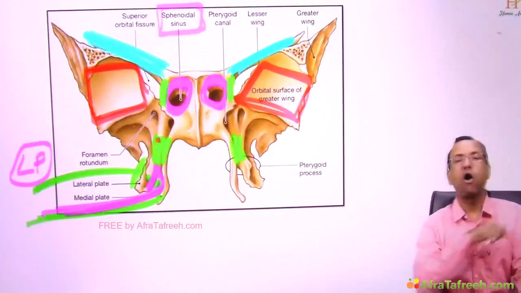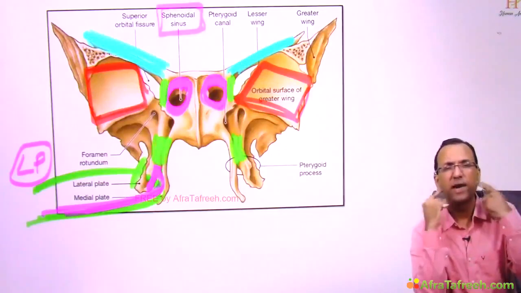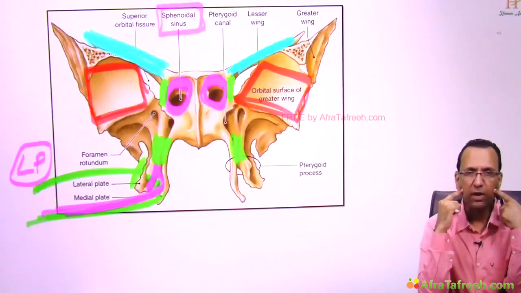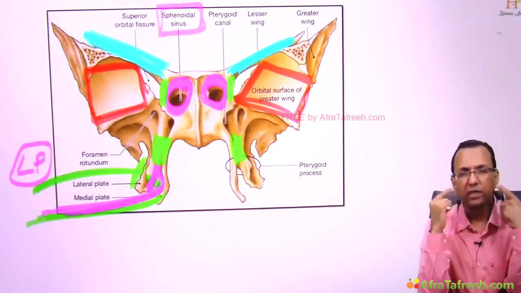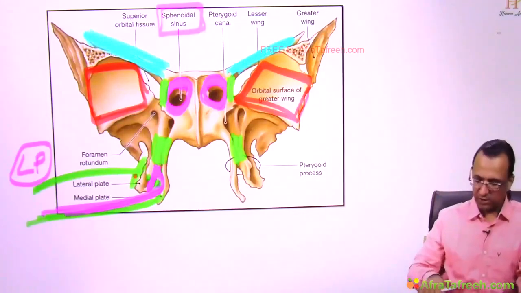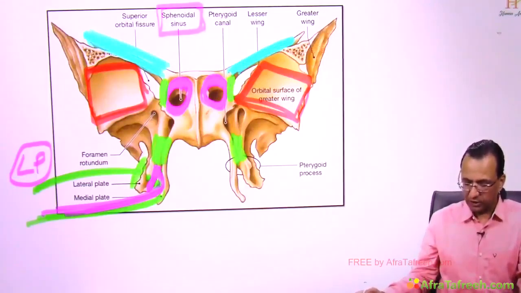But this is the origin. What is the insertion? Insertion must be the mandible. They move the mandible; they are muscles of mastication. So lateral pterygoid and medial pterygoid will move the mandible for mastication. Whichever bone is moving will have the insertion, and whichever bone is static will be the origin. So sphenoid is the origin. We'll see that later as well. At this moment, let us just continue further.